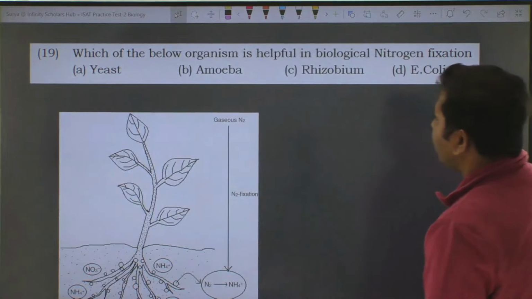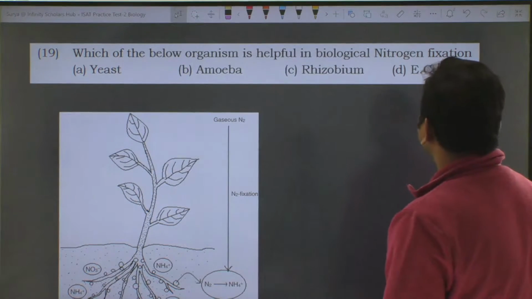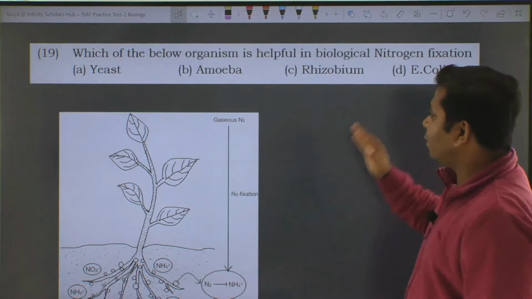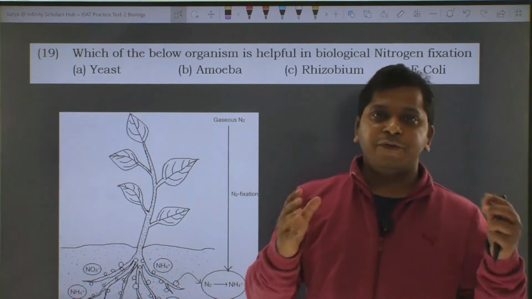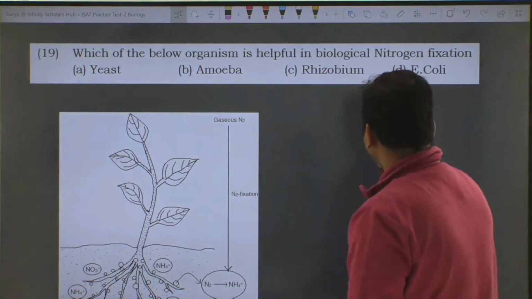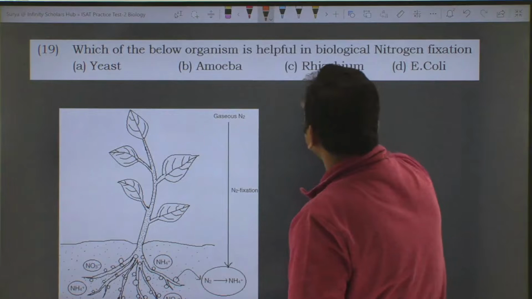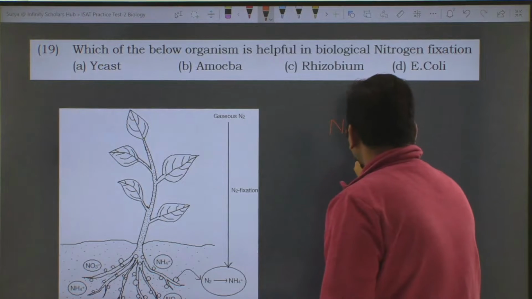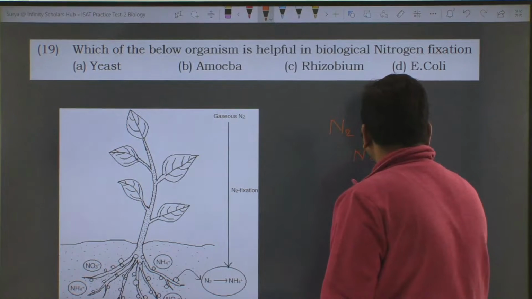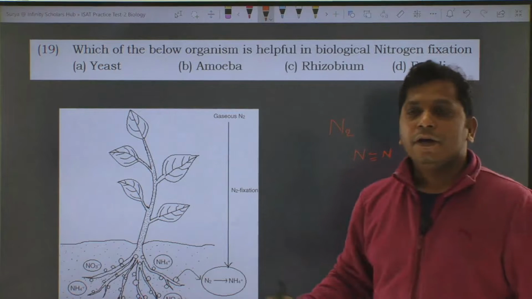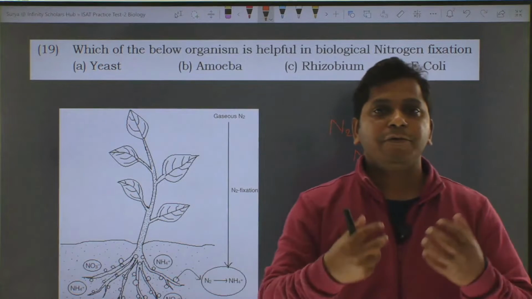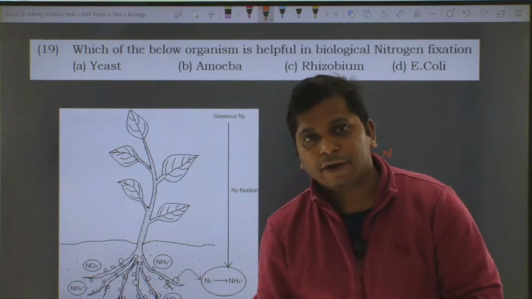Which of the below organisms is helpful for biological nitrogen fixation? Yeast, amoeba, rhizobium and E. coli. As we know, the atmospheric nitrogen which is present is in the form of N2. Nitrogen cannot be directly utilized by plants, because it is held together by 3 covalent bonds. As it is a very strong bond, it is difficult to break that bond for it to be utilized by any living organism.